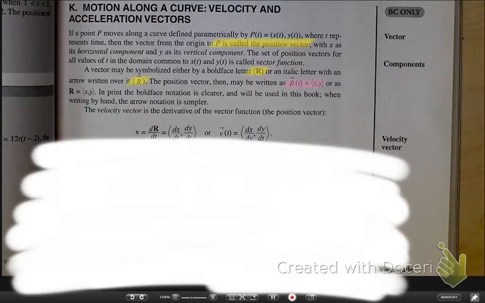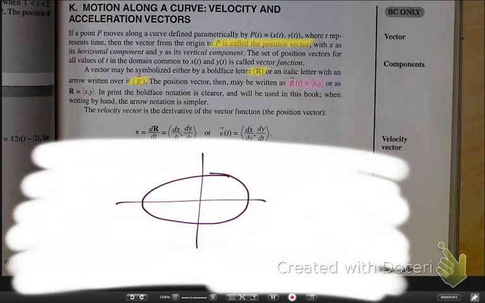So let's say that we have these parametric equations. Let's say they define an ellipse that looks like this. All right, so at any time t you can have different positions.